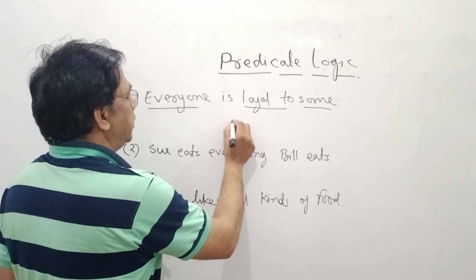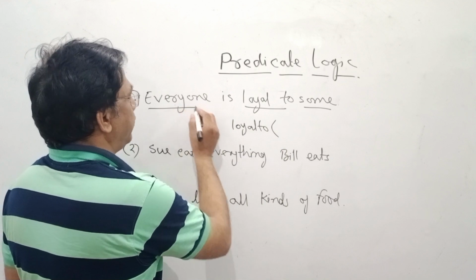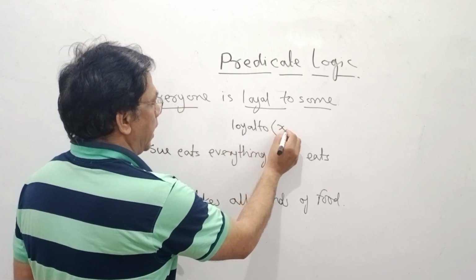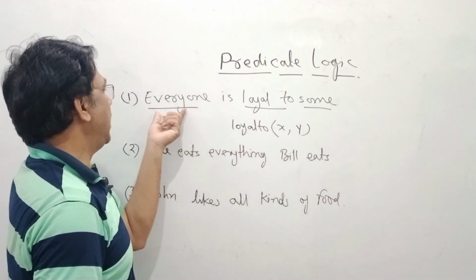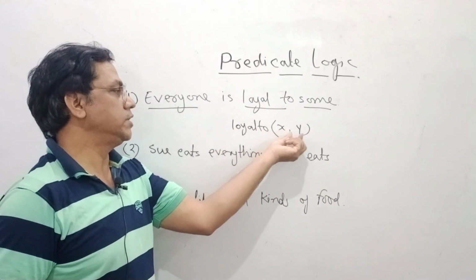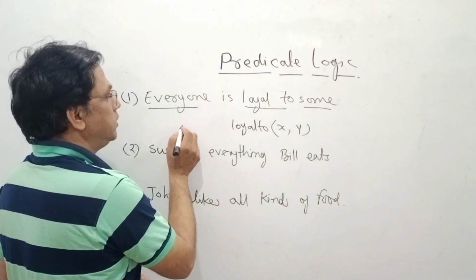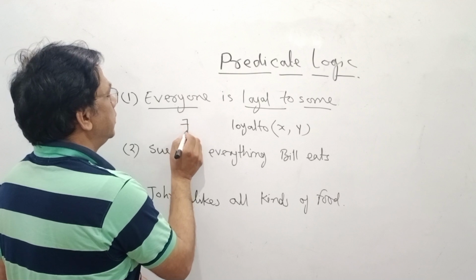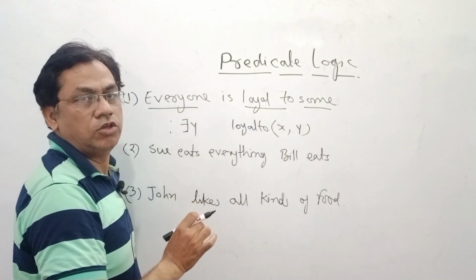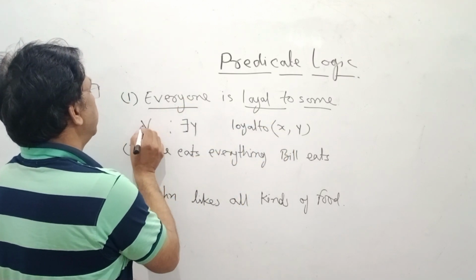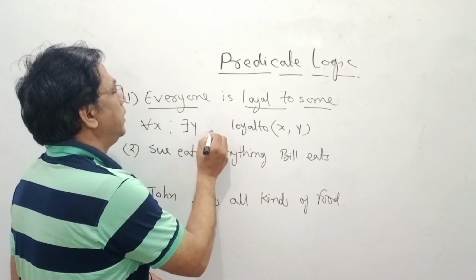So in which way will you write it? You will write loyal to, then everyone. In place of everyone you will put x, and for someone you will place y. This is simple, but now you have to define the degree of x and y. Because y is some, here you will use the existential quantifier, so you will write it this way for y. For everyone you will use the universal quantifier, so you will write it this way for x, and you put a colon here.